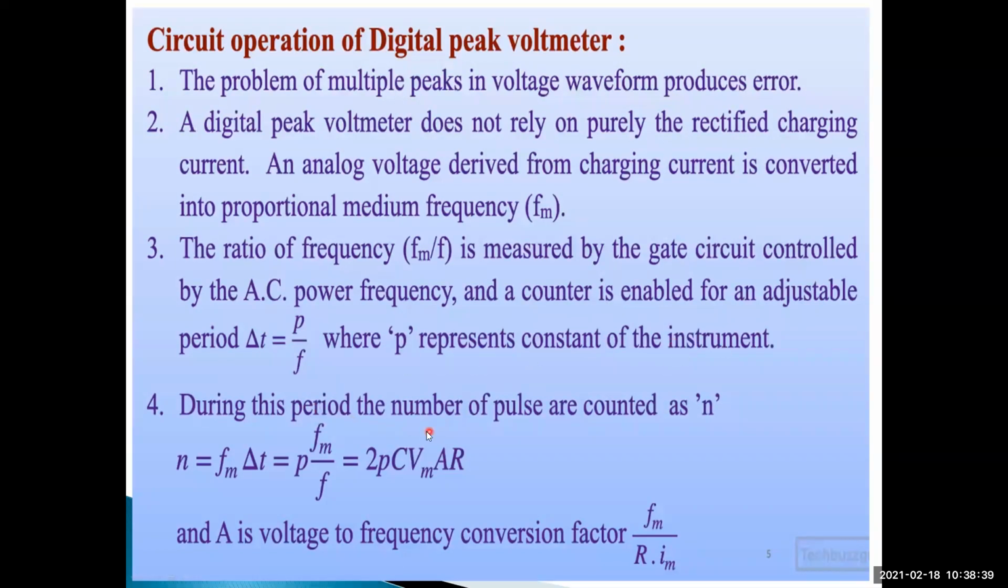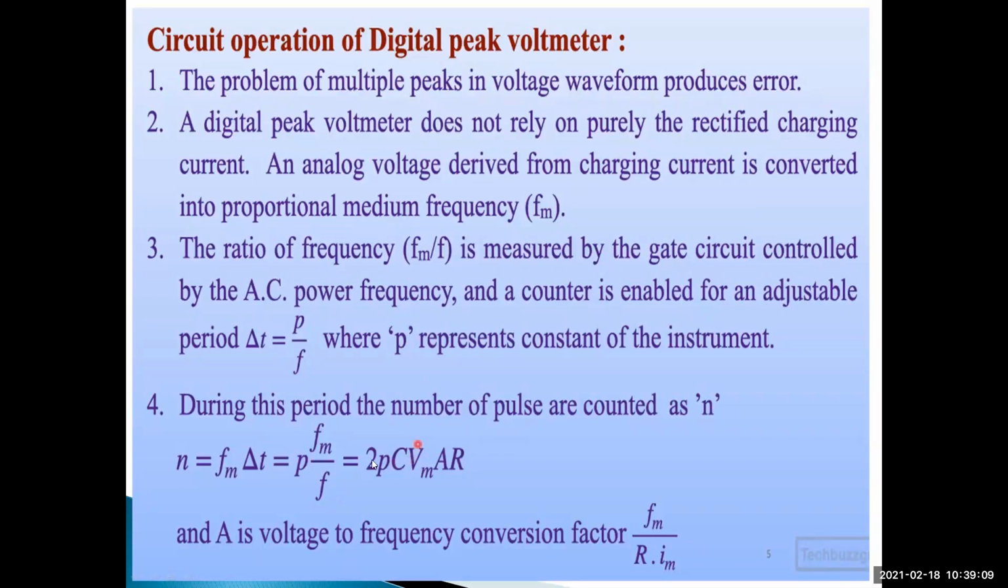During this period, the number of pulses counted is N. Then N is equal to fm into delta T. So delta T is nothing but the ratio fm by f, and N is equal to P into fm by f.